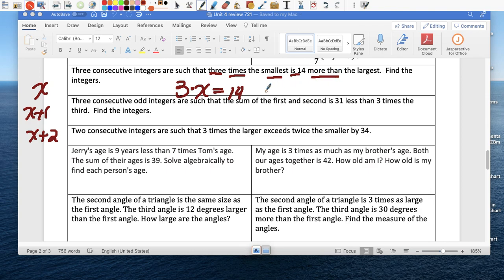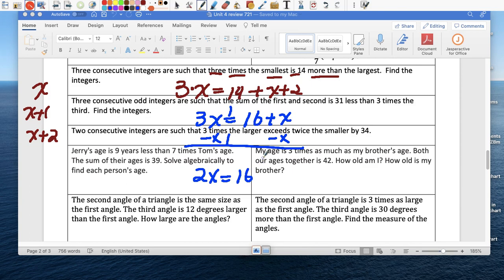More than, what's more than? Plus the largest. Who's the largest? x plus 2. And there is our equation. 3x equals, let's combine like terms, 14 and 2 is 16 plus x. We have variable on both sides. So let's do minus x, and we get 2x equals 16. Divide both sides by 2.